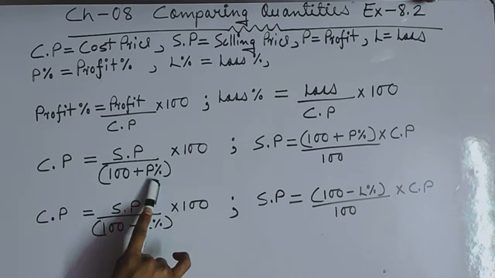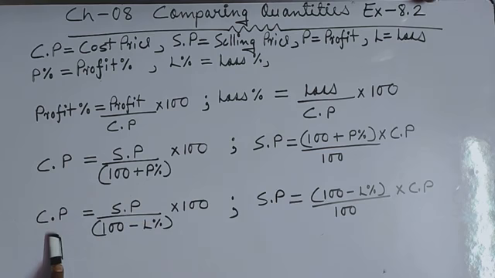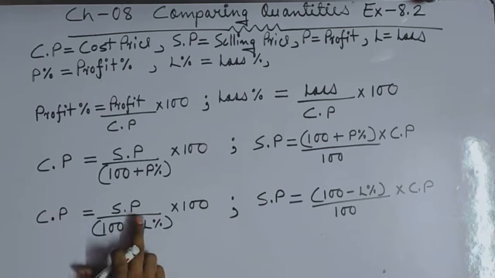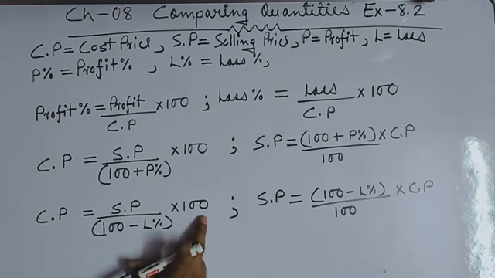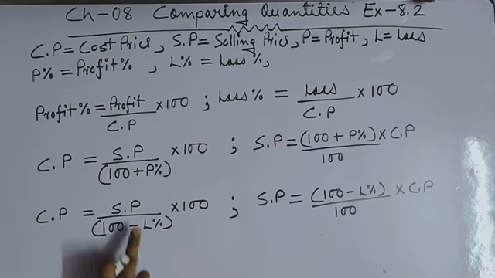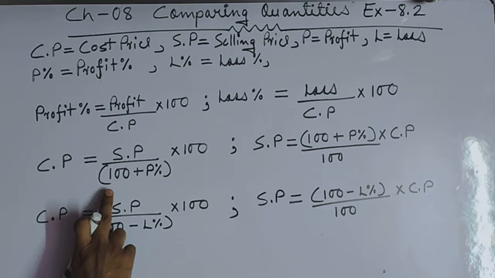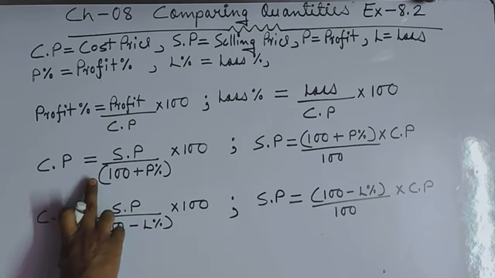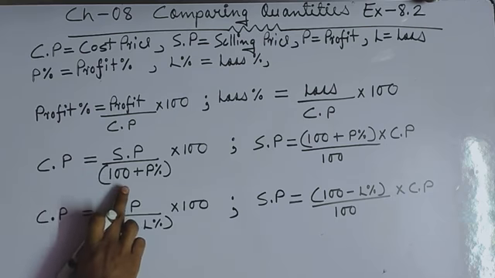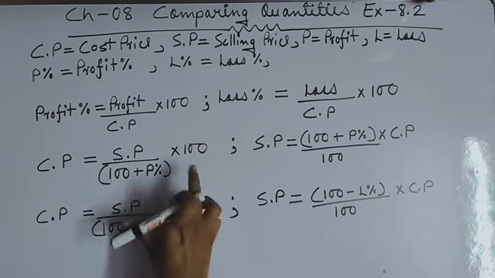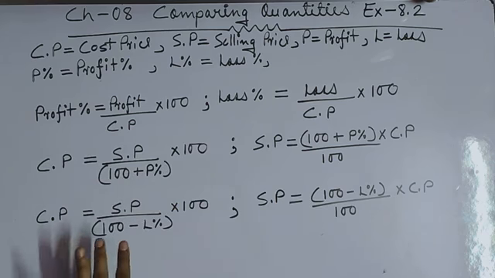Whenever there is a profit you will be adding, and whenever there is a loss you will be subtracting. So when we have to find the cost price, the selling price is given and there is a loss, the formula you use will be selling price upon 100 minus loss percent, multiplied by 100. You use this formula whenever there is a loss and the selling price is given and you have to find the cost price. And when there is a profit and the selling price is given, you use cost price equals selling price upon 100 plus profit percent, multiplied by 100. So this is the formula for finding the CP when SP and profit or loss percent are given to you.